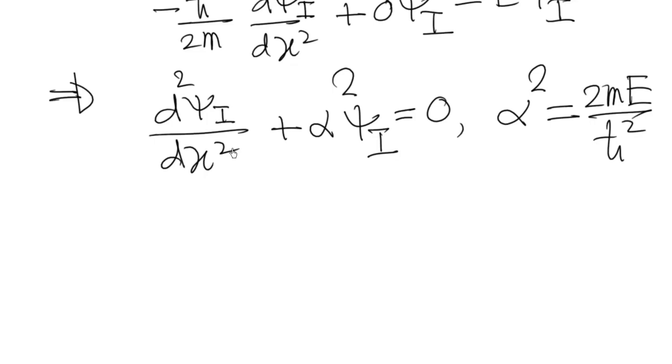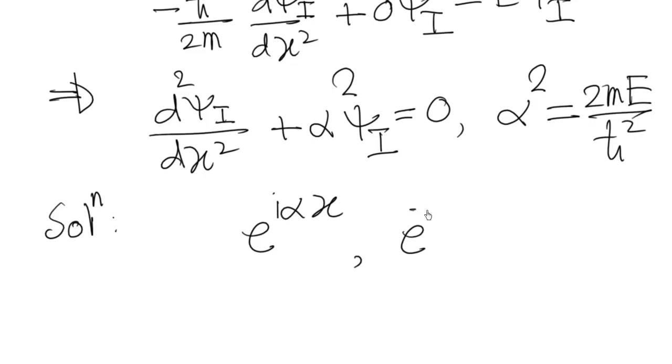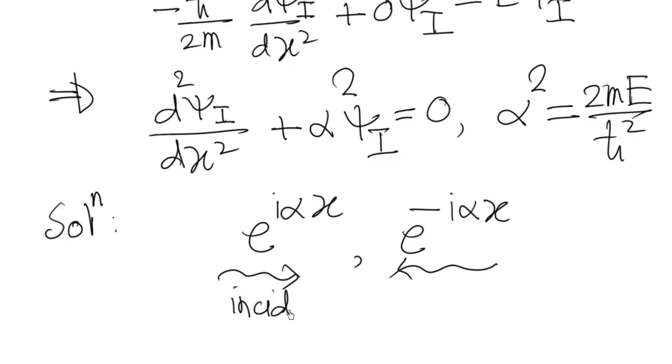There are two solutions of this equation because this is a second order differential equation. One is e to the power i alpha x and the other is e to the power minus i alpha x. This one is the right going incident wave and this one is the left going reflected wave. This is incident and this is reflected.